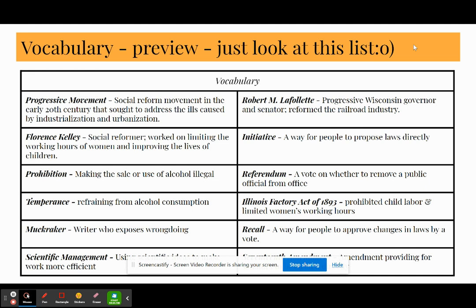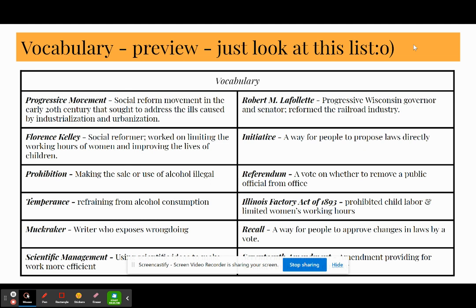Scientific management is using scientific principles to make the workplace more efficient. We'll see this in the use of the assembly line in different factories. Robert M. La Follette was a progressive Wisconsin governor and senator, and he reformed the railroad industry. And then we'll look at some different laws that were passed, particularly in regard to voting or elections.